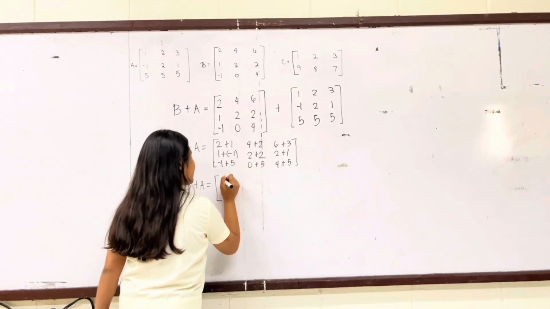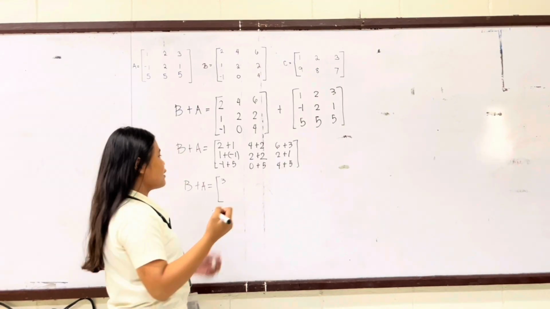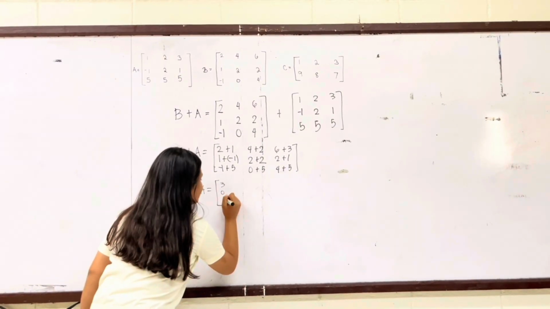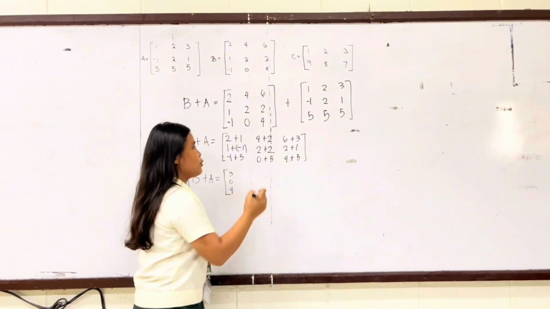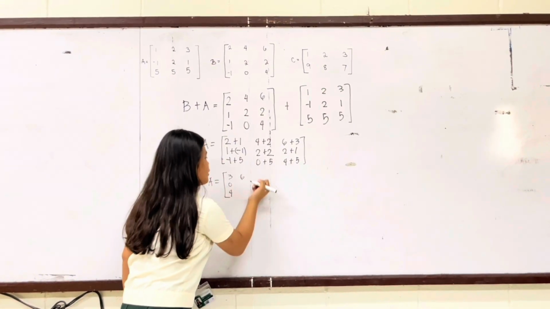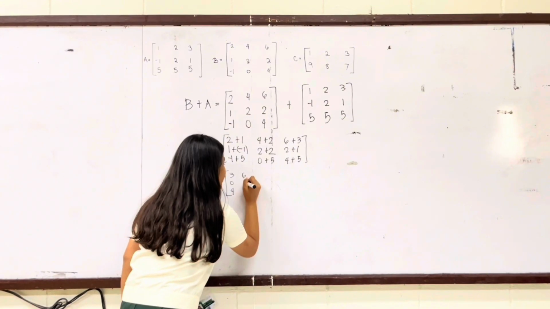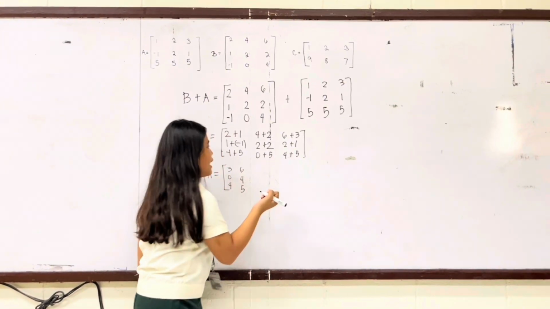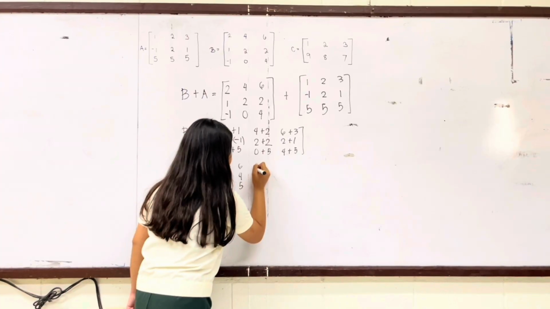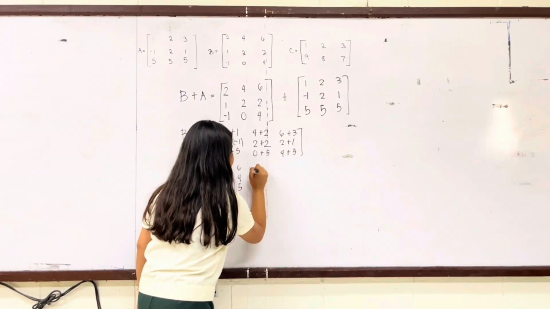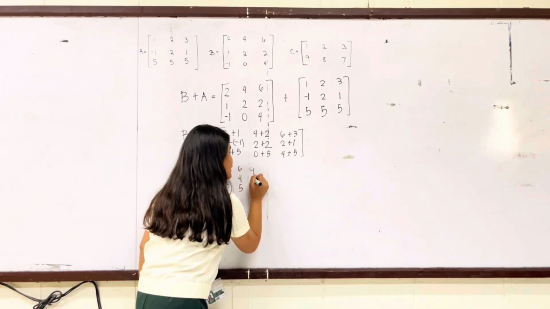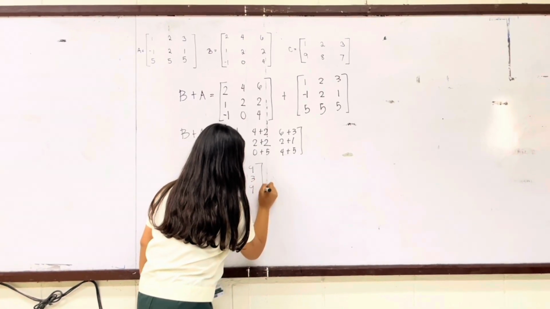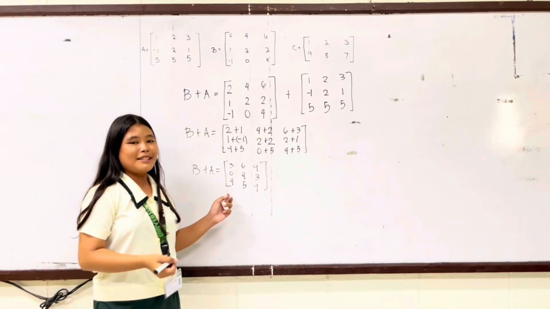2 plus 1 is 3. 1 plus negative 1 is equal to 0. Negative 1 plus 5 is equal to 4. 4 plus 2, 6. 2 plus 2 is 4. 0 plus 5 is 5. Next, 6 plus 3, 9. 2 plus 1, 3. And 4 plus 5, 9. So here is the answer, that B plus A.